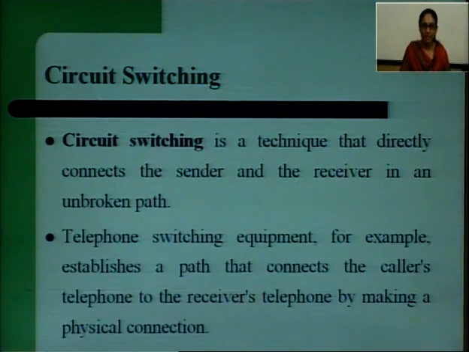The first one is circuit switching. Circuit switching is the technique that directly connects the sender and receiver in an unbroken path. So this technology is used in telephone switching equipment. Suppose we have to establish the path between the caller's telephone and the receiver's telephone by making a physical connection.